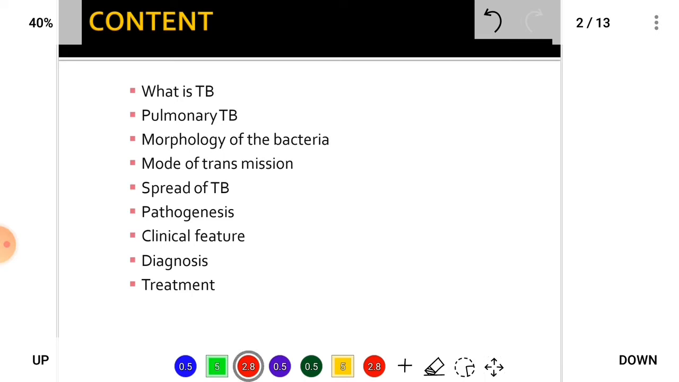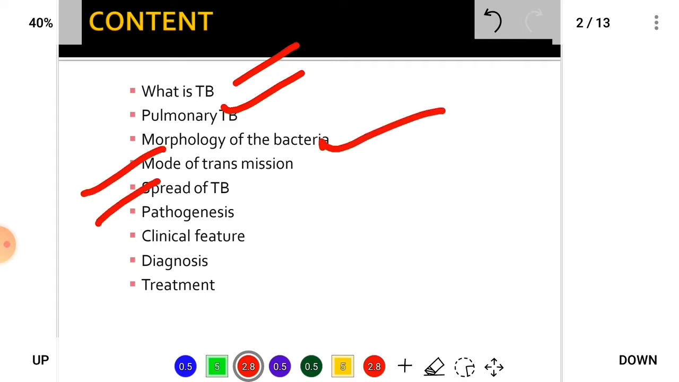First, we will see what is tuberculosis, pulmonary tuberculosis. It is a bacterial disease. We will see the morphology of the bacteria, the mode of transmission and the spread of tuberculosis. There is a difference between the transmission and the spread of the infection, so we are going to see that also. Then the pathogenesis, clinical feature, diagnosis and the treatment.